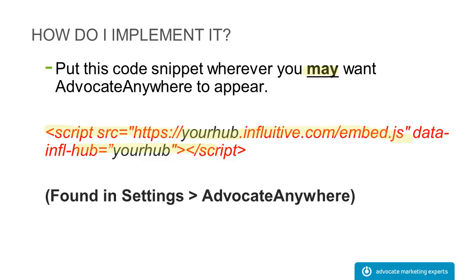You have to specifically target your challenges to show up on whatever page you would like them to show up on. I'll show you how to do that in a second, but at Influitive, we have added this script to every page so that in the future, if there's a particular page that we do want a certain challenge to show up on, it's very easy to configure that challenge and add it in later. And you can find this all by going to your settings and the AdvocateAnywhere page within your AdvocateHub. And like I said, it's just as simple as adding this script to any web page you may want this to show up on.